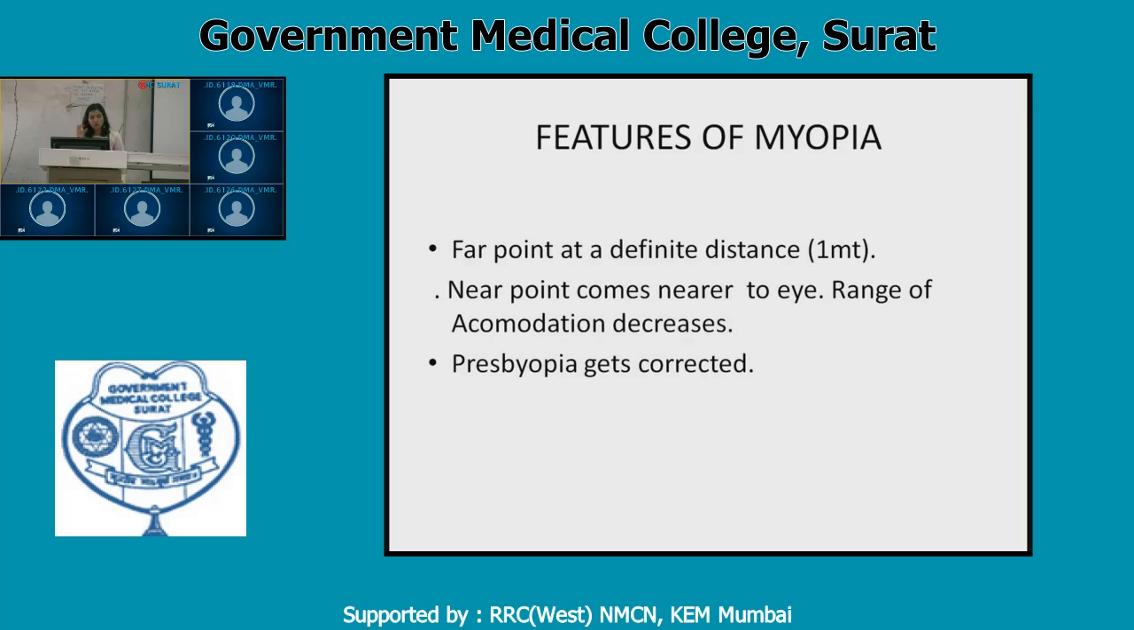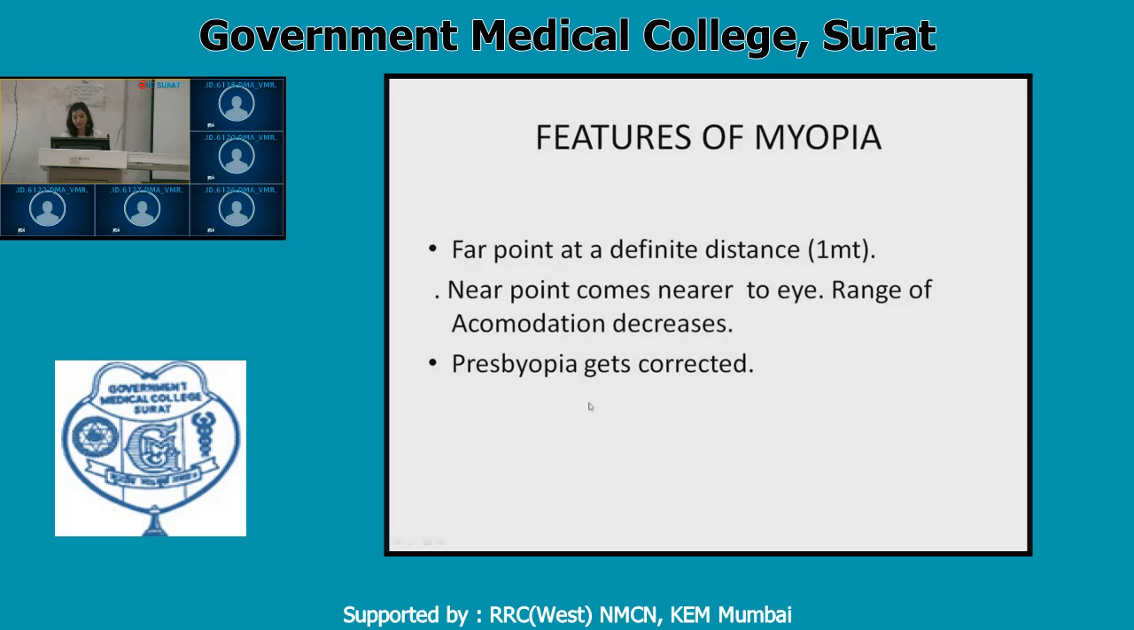Usually, for a normal emmetropic eye, the far point is at infinity. A person can see very far objects, but for these myopic persons, the far point comes to a definitive distance of say 1 meter or 2 meters, depending on the severity of the refractive disorder. And the near point comes nearer. You must have seen myopic persons bringing the book very close to their eyes and then reading.